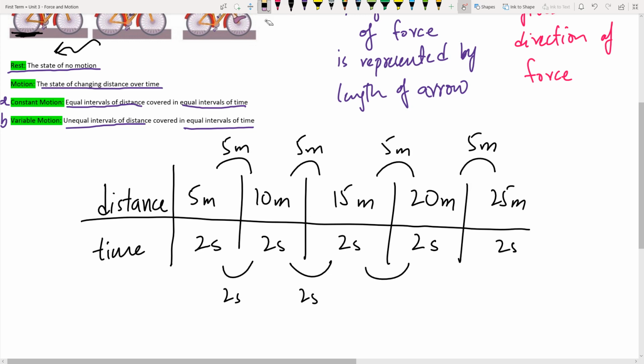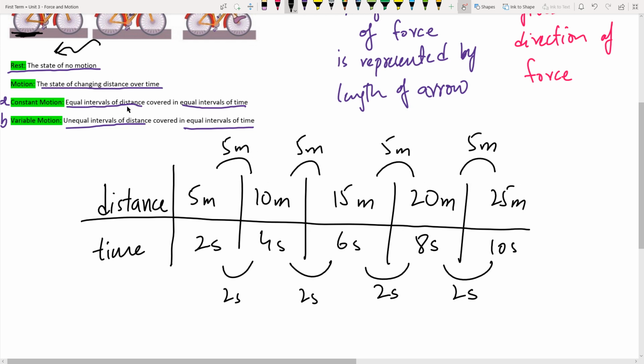sorry, my bad. The time should also move forward. So it's 4 seconds, 6 seconds, 8 seconds, and 10 seconds. The clock is supposed to continue moving. So every interval there are 2 seconds. So for every 2 second difference, I'm moving 5 meters forward.